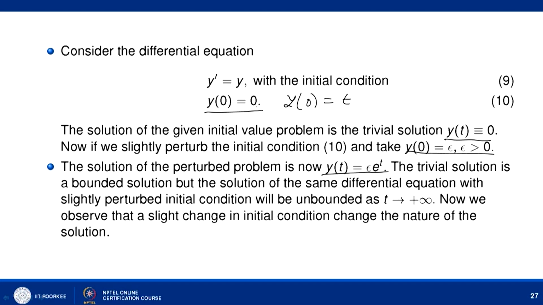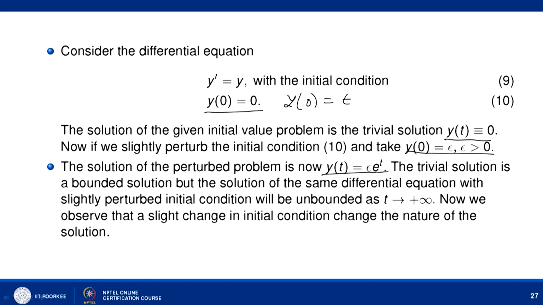When y(0) = 0, we have the trivial zero solution, but when we have y(0) = epsilon, we have y(t) = epsilon e^t. You can ask why these two are so different. The trivial solution is a bounded solution, but the solution of the same differential equation with a slightly perturbed initial condition is unbounded. This is an unbounded solution, while this is a bounded solution.